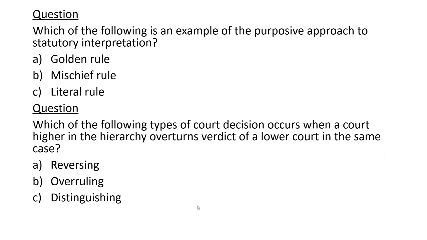And the last question, because we have studied that question, is again being written here. Which of the following types of court decision occurs when a court higher in the hierarchy overturns the verdict of a lower court in the same case?